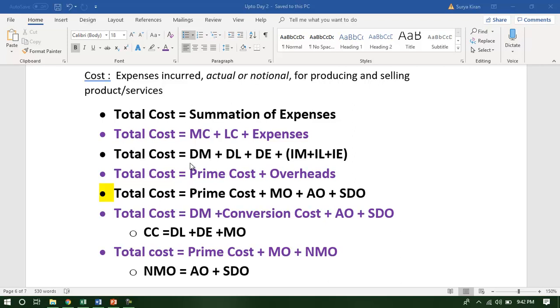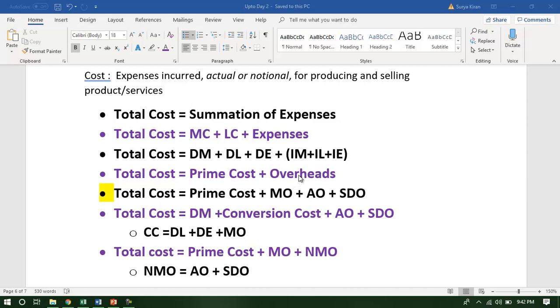So therefore total cost can also be presented as DM, DL plus DE plus indirect material, indirect labor, and indirect expenses. And this indirect material, indirect labor, and indirect expenses together are called overheads. Direct material, direct labor, and direct expenses are called prime cost. So total cost can also be presented as PC, prime cost, plus the overheads.